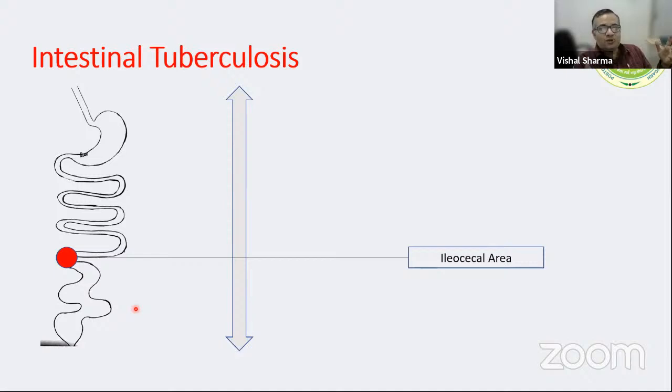Why the ileocecal area? Because there are multiple reasons. One is because it's an area of relative stasis, because of the ileocecal valve, a lot of lymphoid tissue, and less amount of acidity, which can damage the mycobacteria. So that's the area where a lot of cases have involvement.